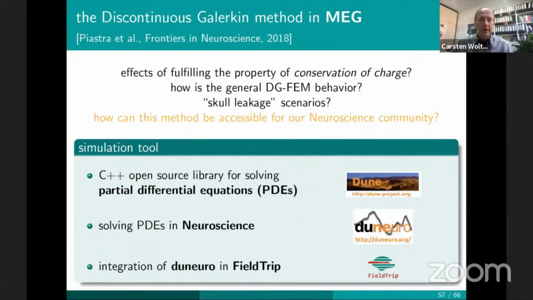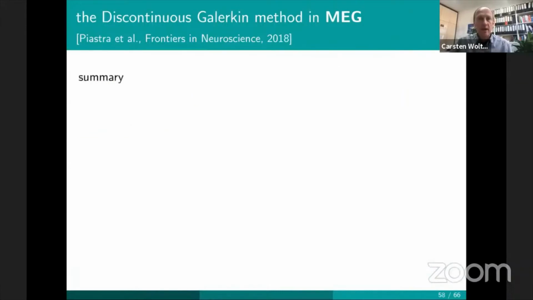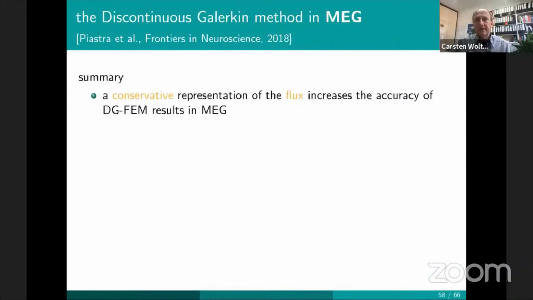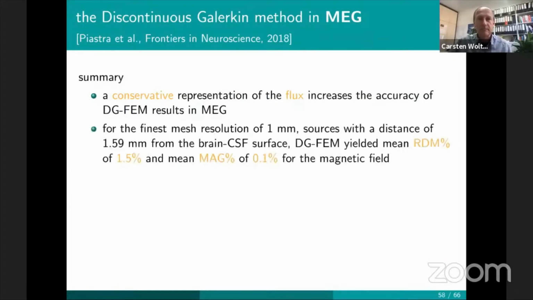And where also head model generation is quasi automatically done, so that surface-based or hexahedral approaches can be used to construct head models. Okay, summary: conservative representation of the flux increases the accuracy of DG-FEM in MEG. That is a part I have now jumped over a little bit faster due to time aspects.